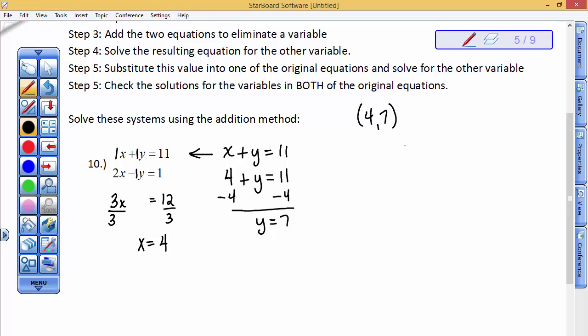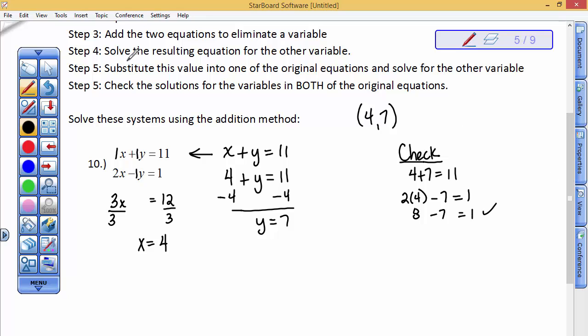Again, please don't forget, and I can't say that I'm going to do this every time, but don't forget, check even in the equation you just used. So that equation said x plus y equals 11, so see if 4 plus 7 equals 11. And then 2 times x, so 2 times 4, minus y, which is 7. Does that equal 1? So does 8 minus 7 equal 1? It sure does, so I know I got it correct.